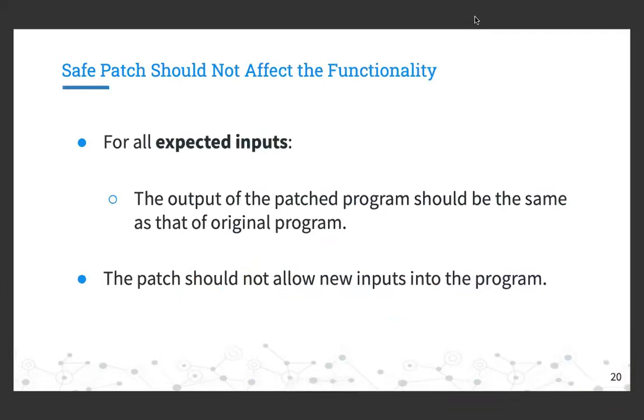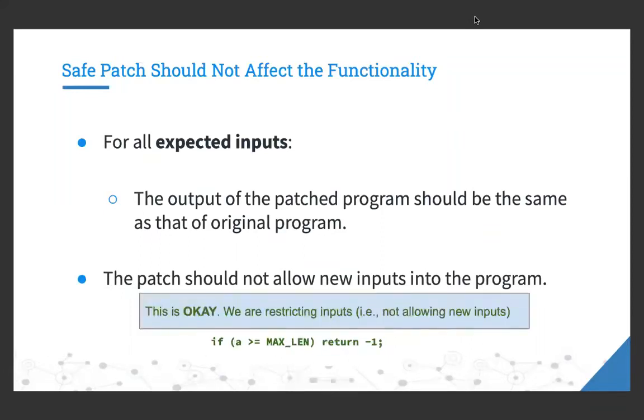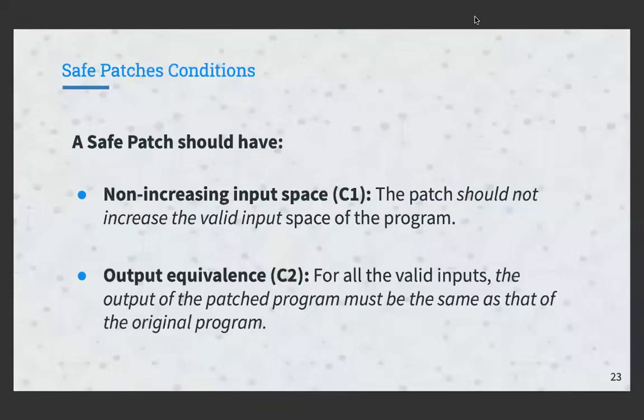We can add an additional constraint saying that the patch, in addition to having output equivalence, should not allow any new inputs into the program. If you look at the patch as shown on the slide, here this patch actually, instead of increasing, decreases the inputs that go into the program. If you consider A as input to the program, this patch is actually restricting the input space to be less than max length. This patch is actually fine because instead of increasing, it is decreasing the input space. Based on these two observations, we define what we call safe patch conditions.